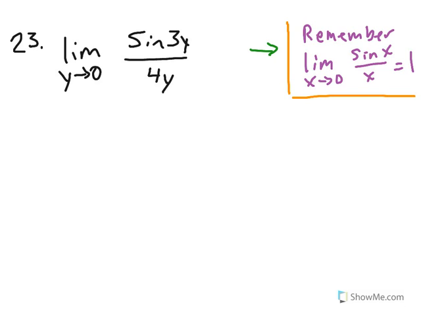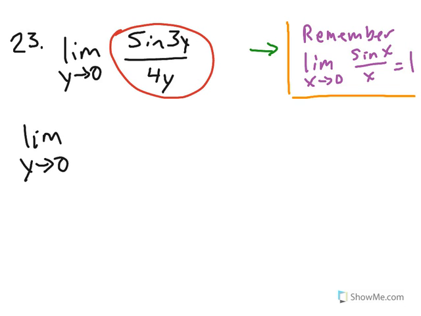So our strategy is going to be one where we take this fraction and we break it into its factors, and that'll look something like this. Limit as y approaches 0 of sine of 3y over, we'll call it blank right now, times blank over 4y. What we would really like is to have a 3y underneath here.